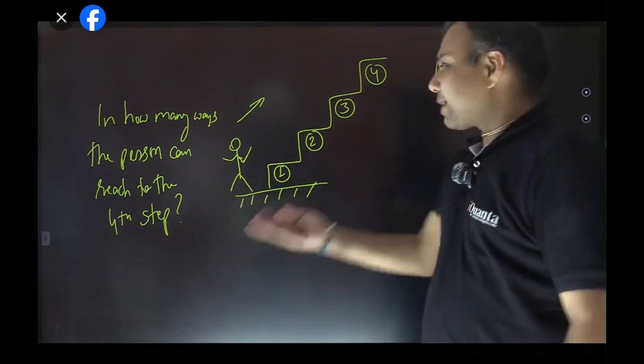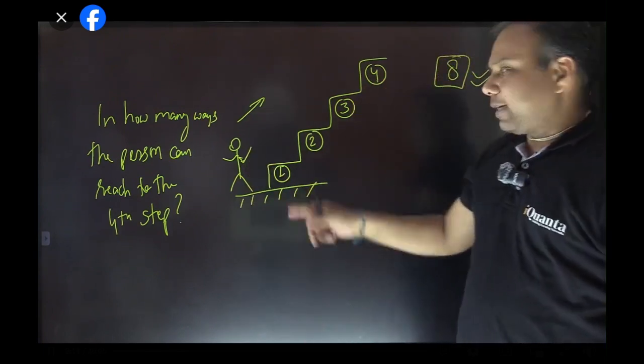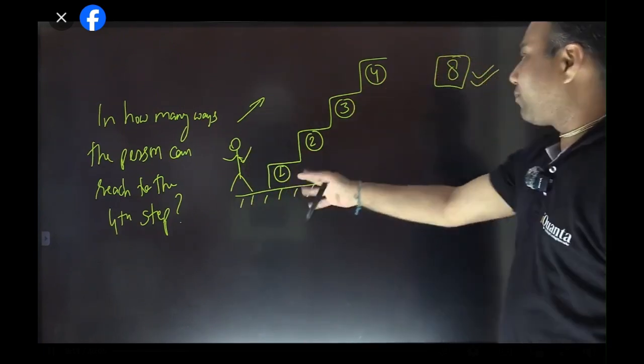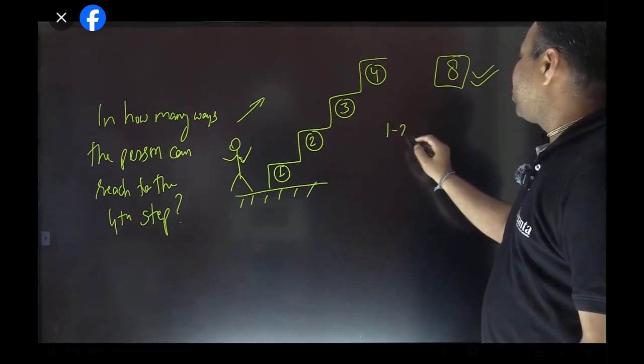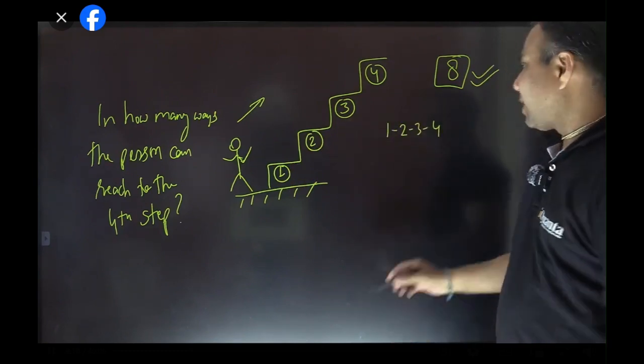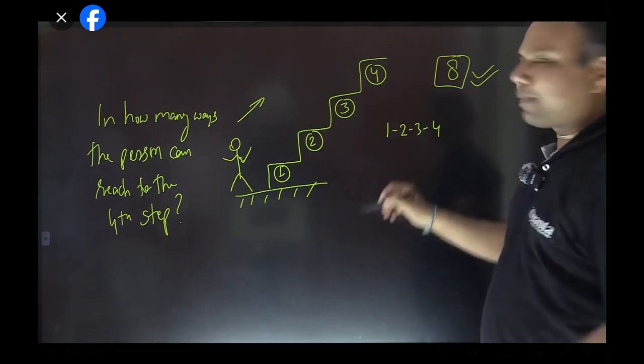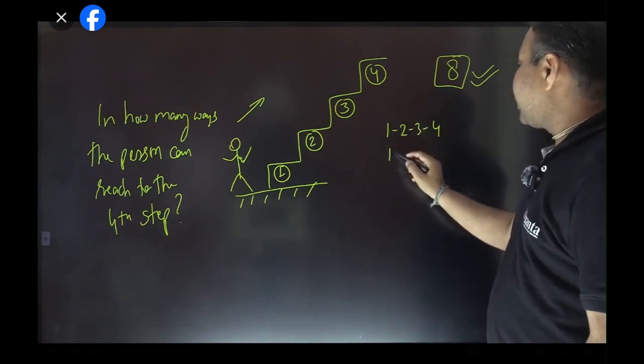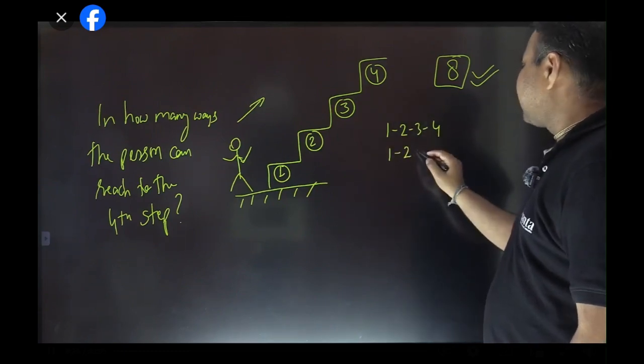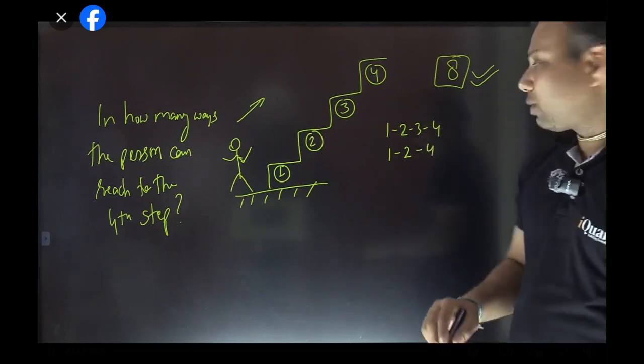See, if you're going to count, you can write all the cases. Let's say he doesn't skip anything. So starting with 1, if his first step is 1, then 1, 2, 3, 4 is one case possible. After that, suppose he skips 2, meaning let's skip any one. Continuing with 1, we take 2 and skip 3, so 1, 2, 4 can be one of the ways.